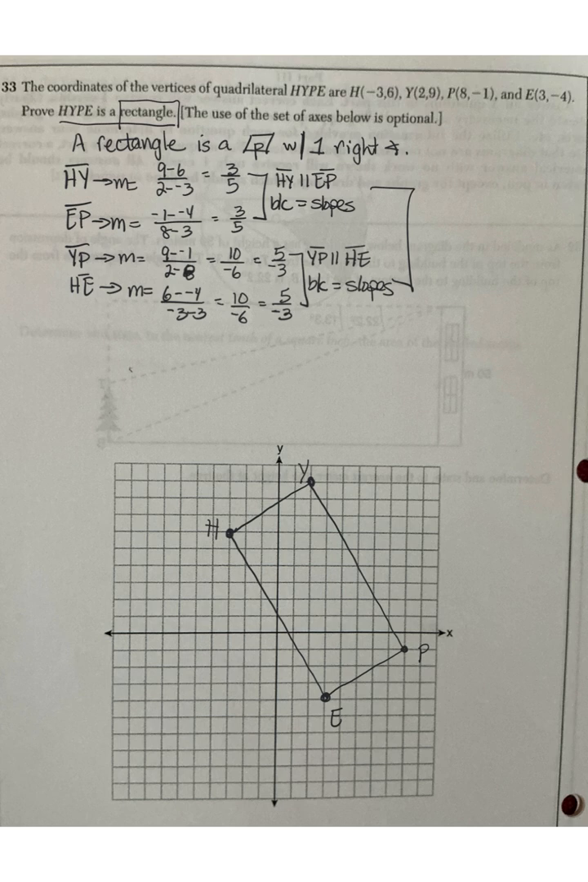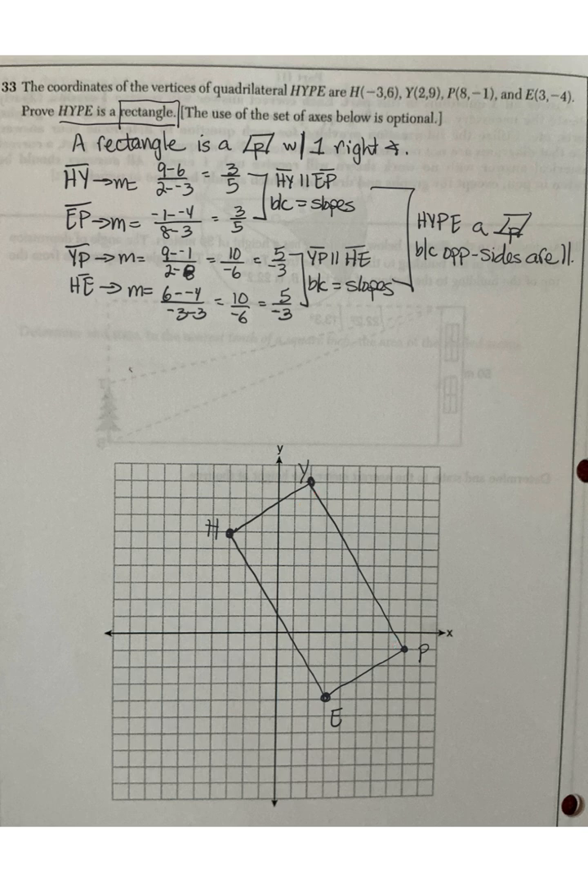So what that does is that makes HYP a parallelogram, because opposite sides are parallel. There you go. So we just proved the first part of this coordinate geometry proof. It's a rectangle. We haven't proved that part yet, but it's a parallelogram. Now we have to prove the right angle, but we just proved the parallelogram thing. Okay, now the right angle.